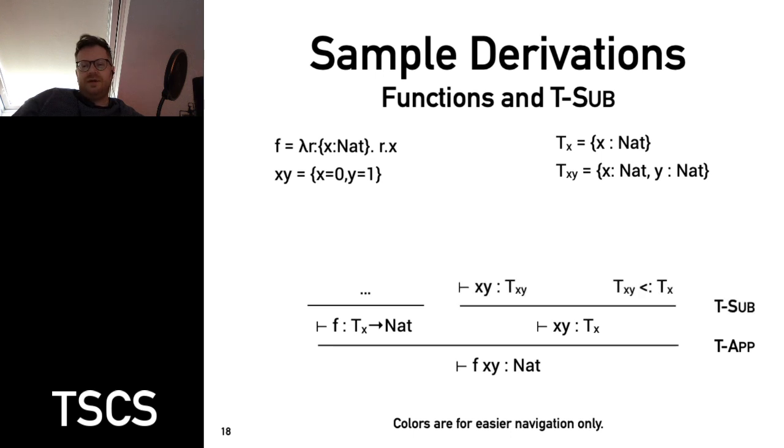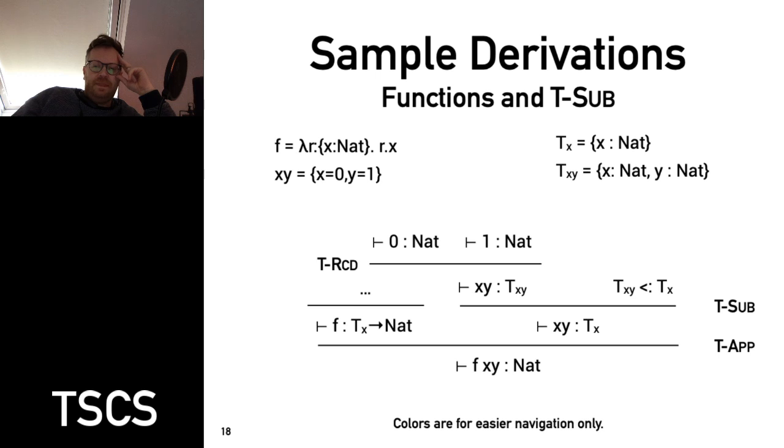On the right side, it becomes more interesting because we need to use the T-Sub rule. For the T-Sub rule, we can say that, under no assumptions, {x, y} can be typed as T_xy, and T_xy is a subtype of T_x. We just state that here and say, let's look if this is true.